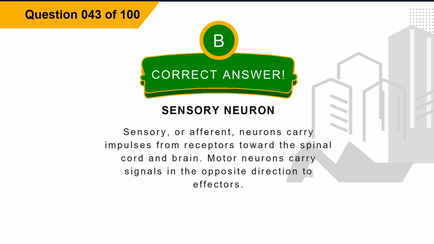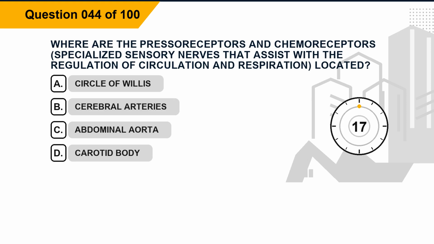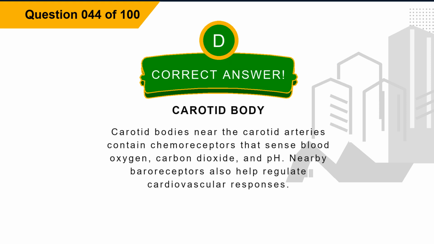Sensory neuron. Explanation. Sensory, or afferent, neurons carry impulses from receptors toward the spinal cord and brain. Motor neurons carry signals in the opposite direction to effectors. Question 44. Where are the pressoreceptors and chemoreceptors, specialized sensory nerves that assist with the regulation of circulation and respiration, located? Option A. Circle of Willis. Option B. Cerebral arteries. Option C. Abdominal aorta. Option D. Carotid body. The correct answer is option D.